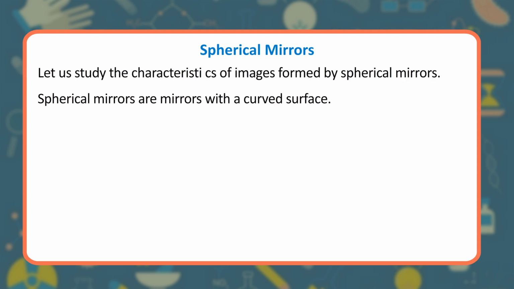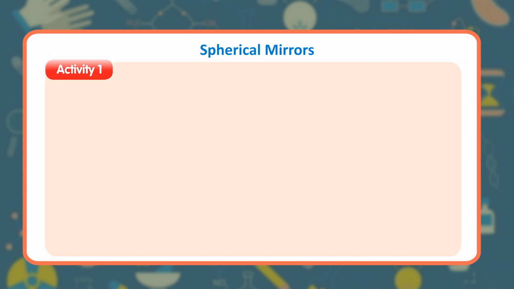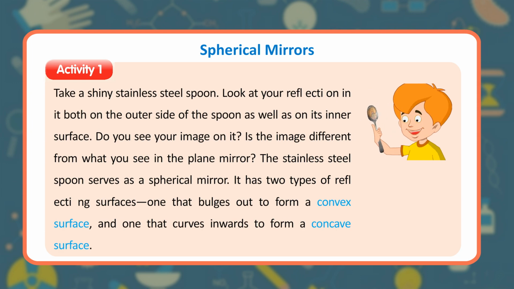Spherical mirrors. Let us study the characteristics of images formed by spherical mirrors. Spherical mirrors are mirrors with a curved surface. Activity. Take a shiny stainless steel spoon. Look at your reflection in it both on the outer side of the spoon as well as on its inner surface. Do you see your image on it? Is the image different from what you see in the plain mirror? The stainless steel spoon serves as a spherical mirror.